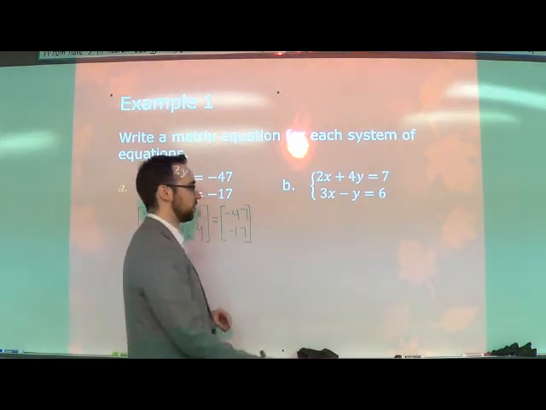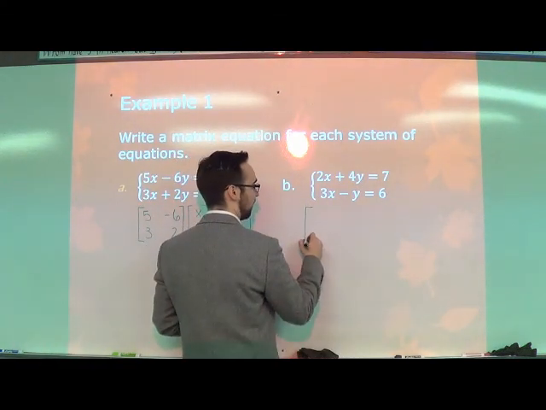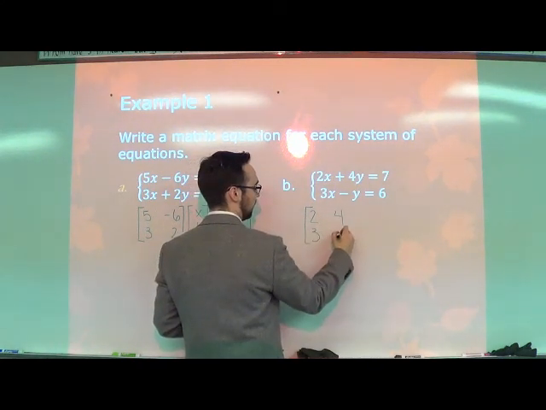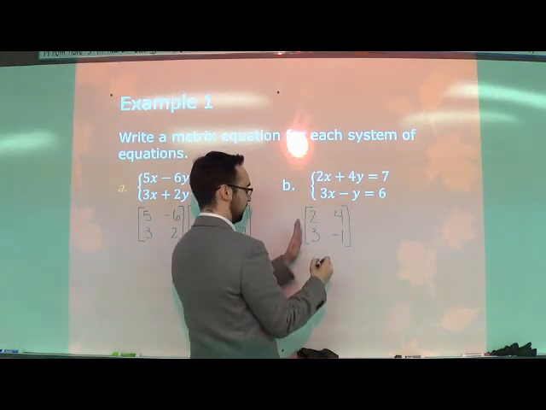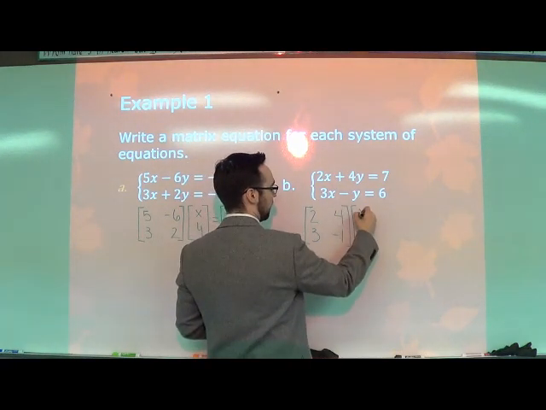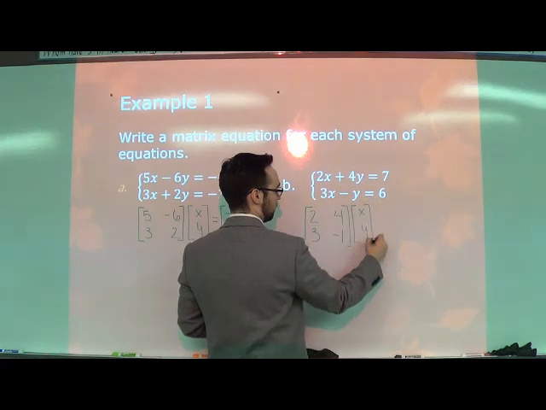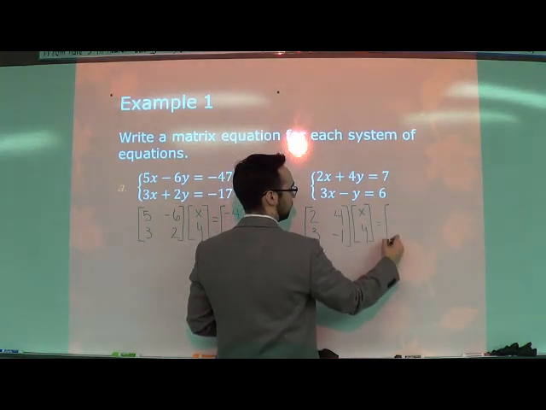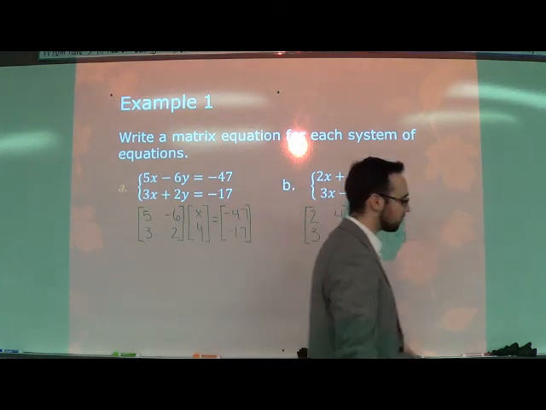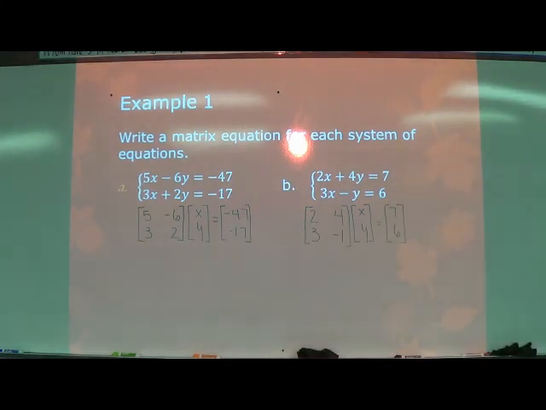So let's go ahead and do the next one. We're going to have that constant matrix, so we have the 2, 4, 3, negative 1. So we have the x coefficients and the y coefficients. Then I have an x and a y is equal to 7 and 6. That's all there is to it, to writing matrix equations. So that's how you write one.